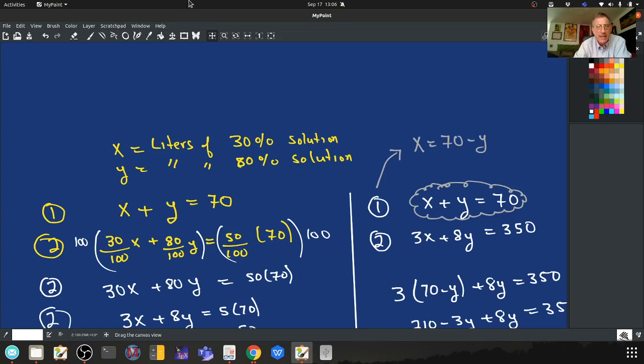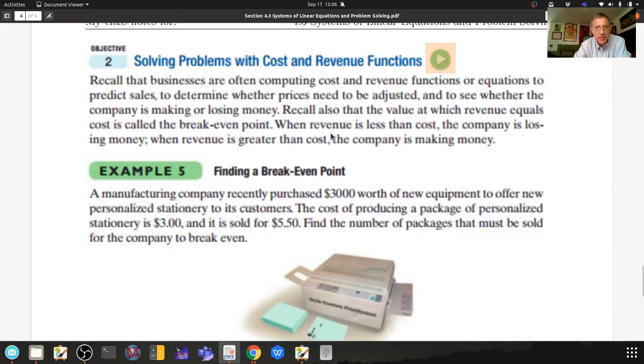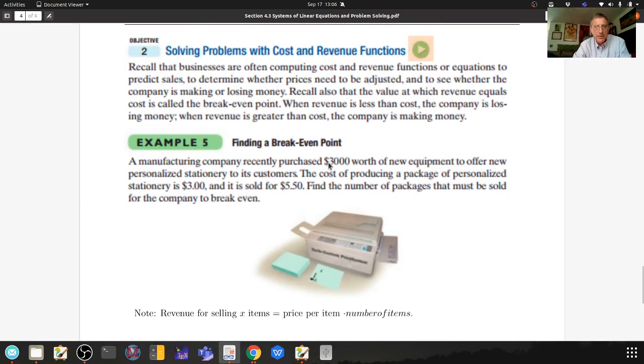Okay, one last business-related problem, and we'll be done with this lecture. So, cost and revenue. Let's just read this together. Recall that businesses are often computing cost and revenue functions or equations to predict sales, to determine whether prices need to be adjusted, and to see whether the company is making or losing money. So your revenue must be greater than or equal to your cost. The revenue is the money you take in, and the cost is the money you spend. So the revenue has to be greater than or equal to your cost for the break-even point.